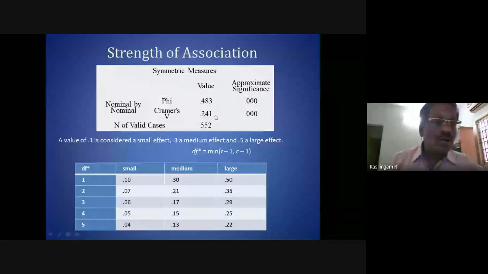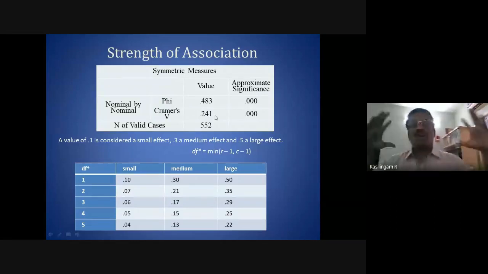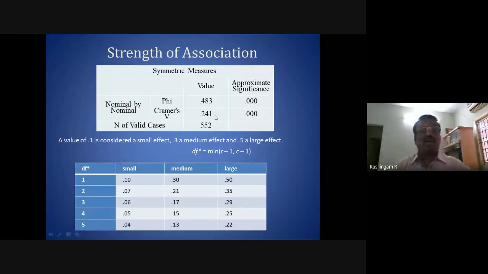So now we can say not only is there a significant association between each category, the strength of association is very, very strong. So we can say that they are most likely to happen. It is not a weak association. It is a very, very strong association.